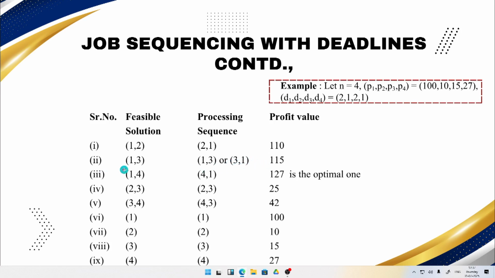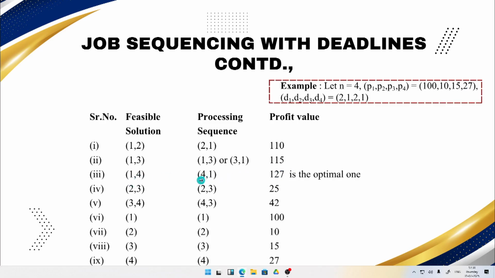So, considering this as a feasible solution, the profit that we could get is 100 plus 15, which is 115. Another feasible solution could be 1,4, but we reverse the processing sequence just because the fourth job's deadline is 1, whereas the first job's deadline is 2. So, we reverse the processing sequence, and if we compute the profit of this feasible solution, it is 127.